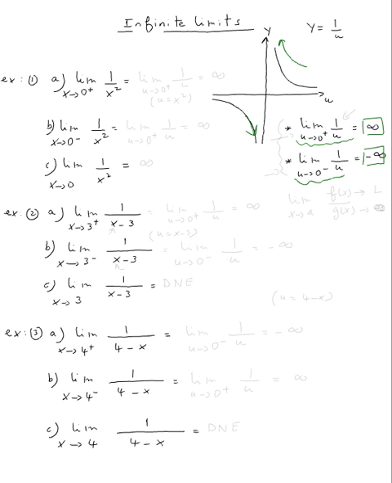Now, just knowing this information, we will be able to evaluate the limit of f of x, any rational function, as x approaches a number, say a, as long as the top approaches some number, call it L, and the bottom approaches 0. Then we can evaluate that limit just by using these two limits. So let's do an example.